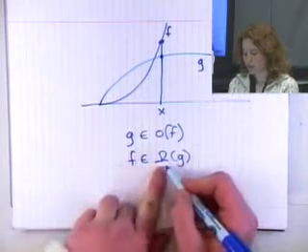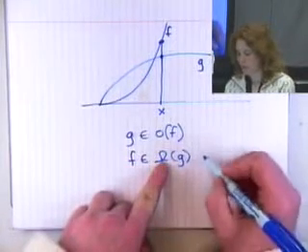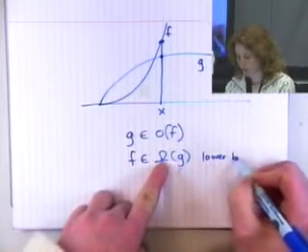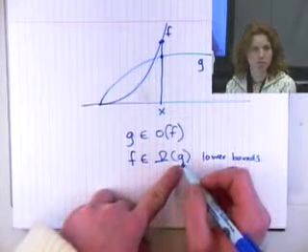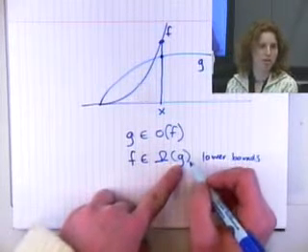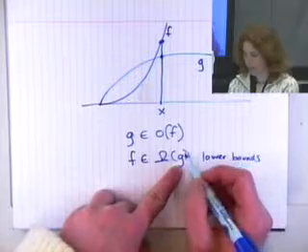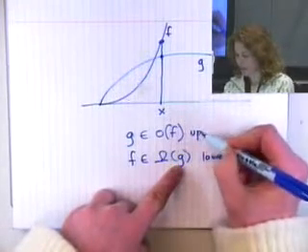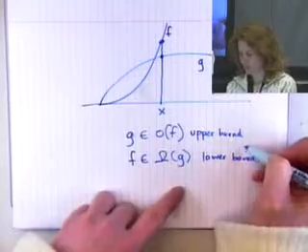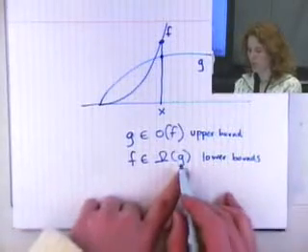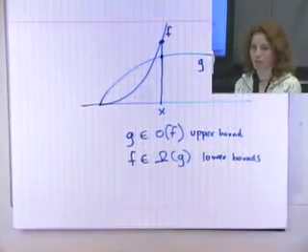Okay, so these are lower bounds. So big omega is lower bounds. And since G is a lower bound for F, because we know F is usually bigger, then it's in big omega. And these are upper bounds. So F is an upper bound for G. G, in this case, is a lower bound for F.